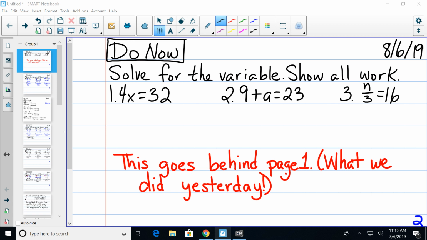So you were asked to solve for the variable and to show all work. All right, so for number 1, you were given 4x equals 32. What did you have to do? How'd you know you had to divide?